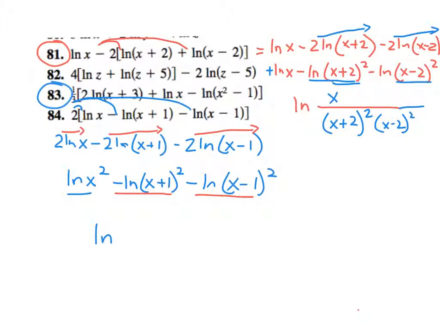We're going to have a single log with an x squared on top, and we're going to have on the bottom an x plus 1, the quantity squared, and we're going to have on the bottom an x minus 1, the quantity squared. And that is it, ladies and gentlemen. That's your final answer.